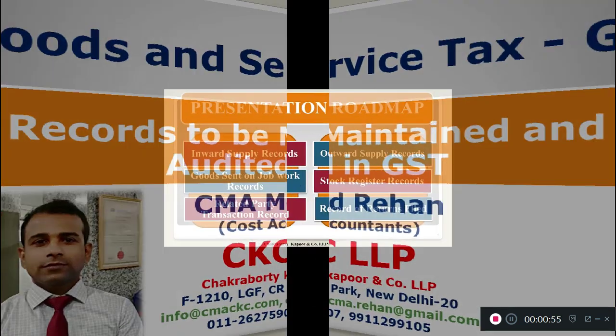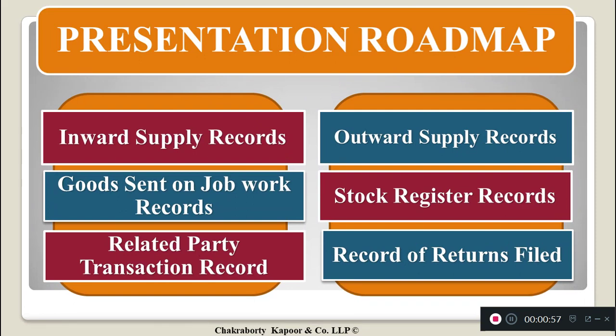Okay, let's move to the presentation roadmap where I am going to share knowledge about inward supply records, outward supply records, goods sent on job work records, stock register records, related party transaction records, and records of returns filed. Apart from these records, I will also share some knowledge about how to capture information for GST audit.